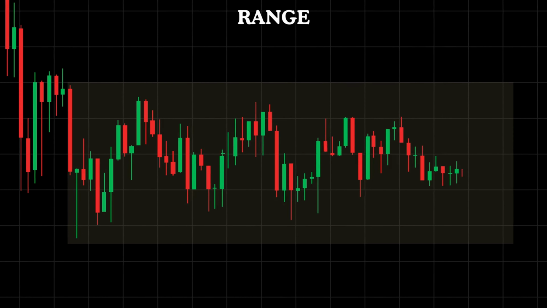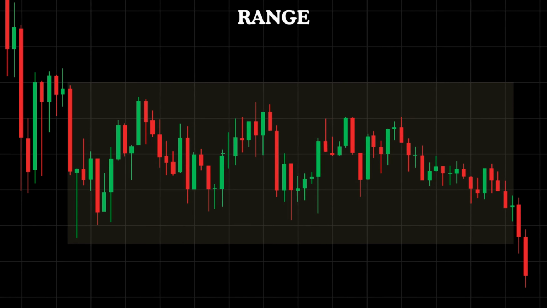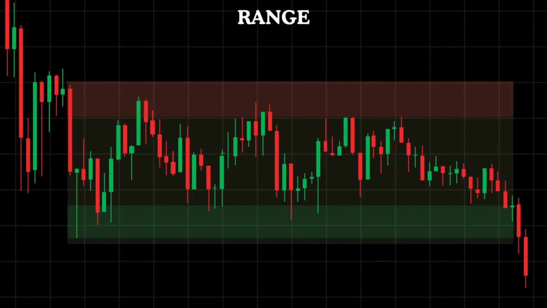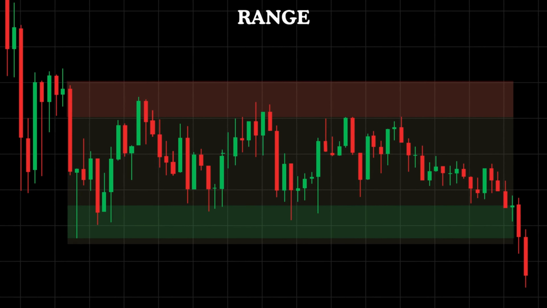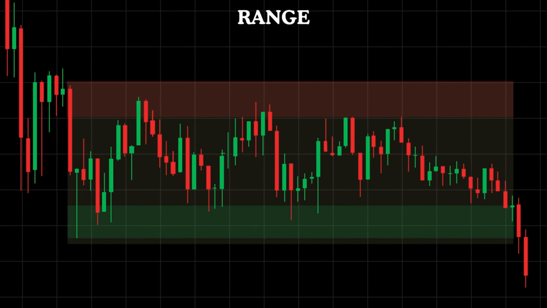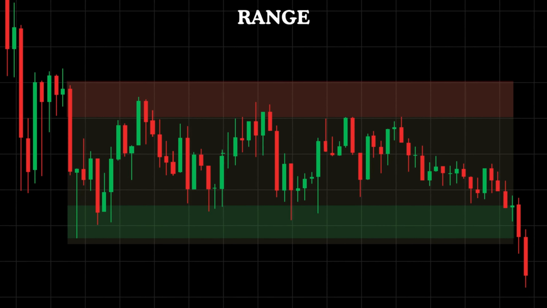Third, the range. Price isn't moving significantly up or down, but instead drifts sideways between support and resistance. Here, buyers and sellers are essentially balanced. This is where many traders get stuck or take losses. There's no clear direction to follow.